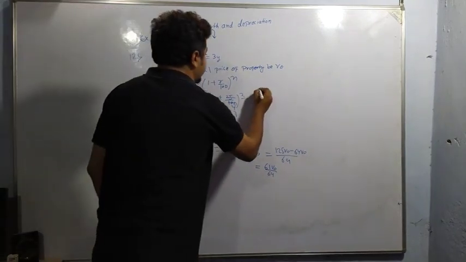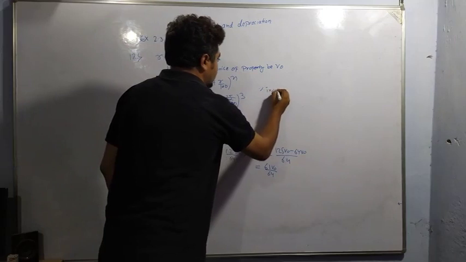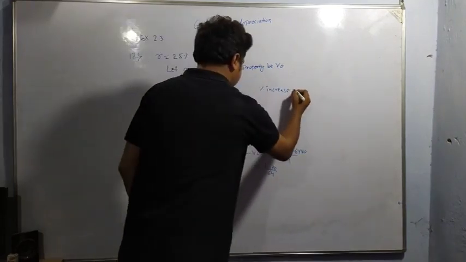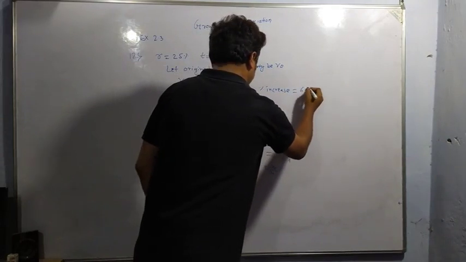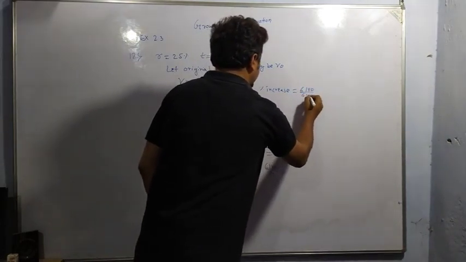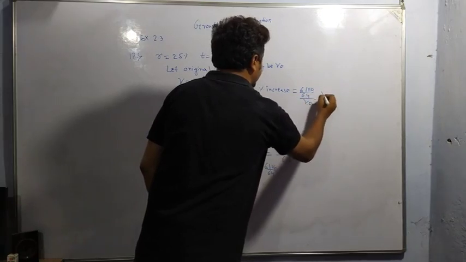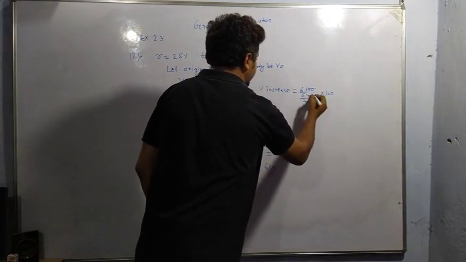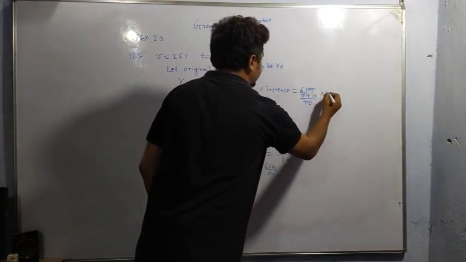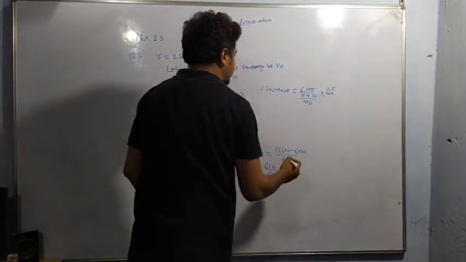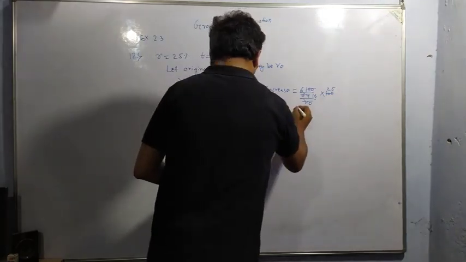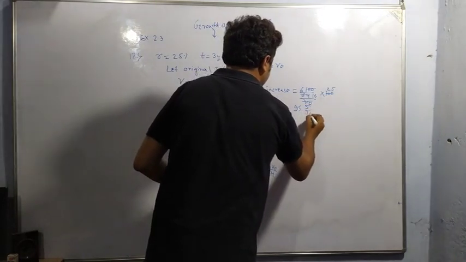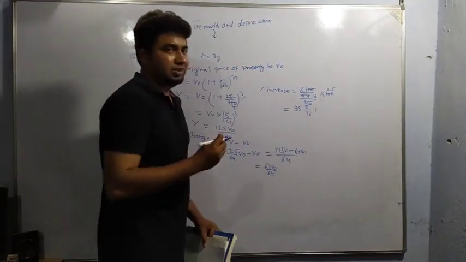So percentage increase is equal to, what is the percentage increase? From where has it increased? From V naught. So it will be equal to 61 V naught by 64 divided by V naught, into 100. So V naught will be cancelled. This is 4 and 16, and this is 25. So it is coming out to be 381 by 4... that is, 95 5 by 16%. So this will be the answer.